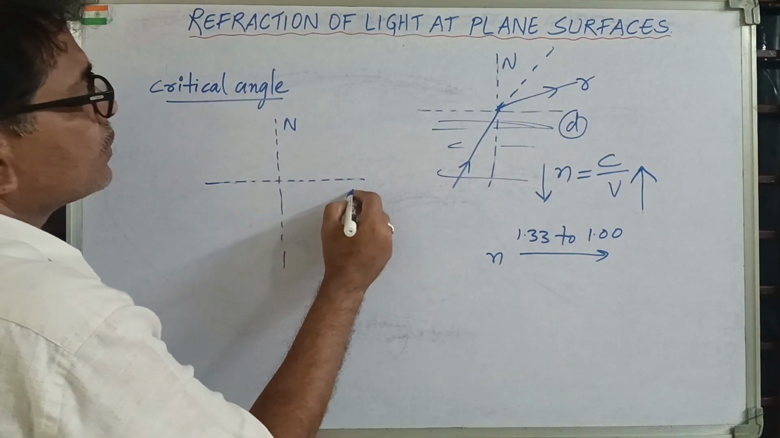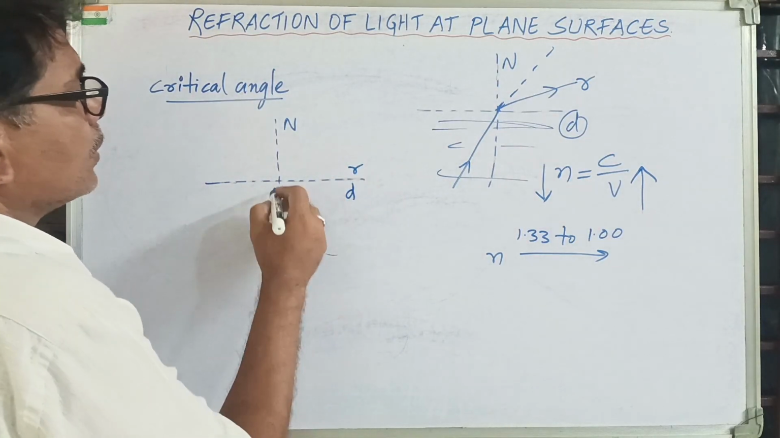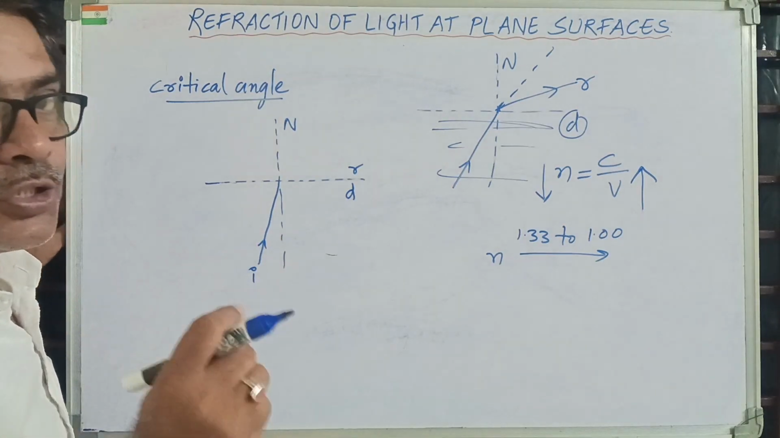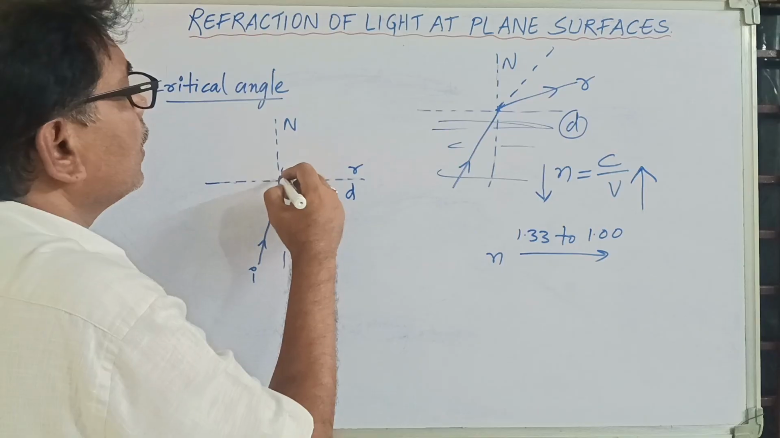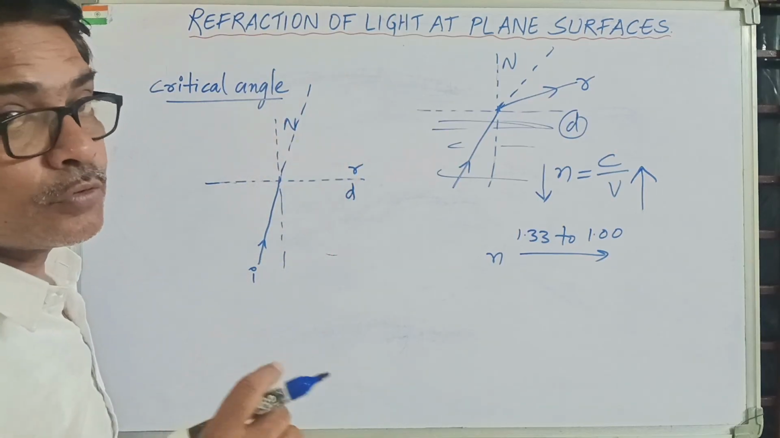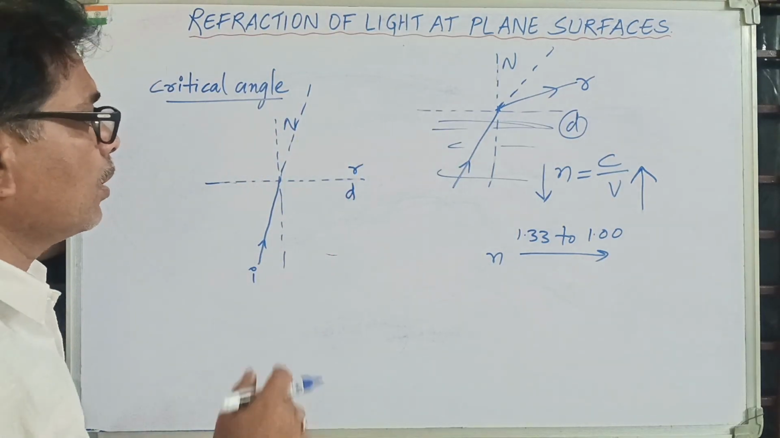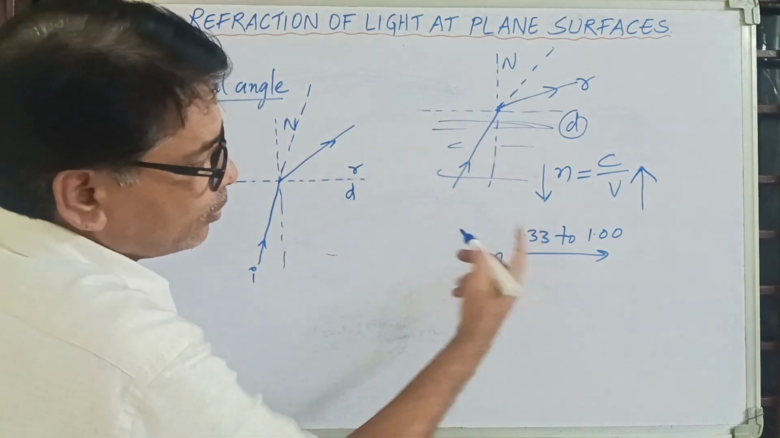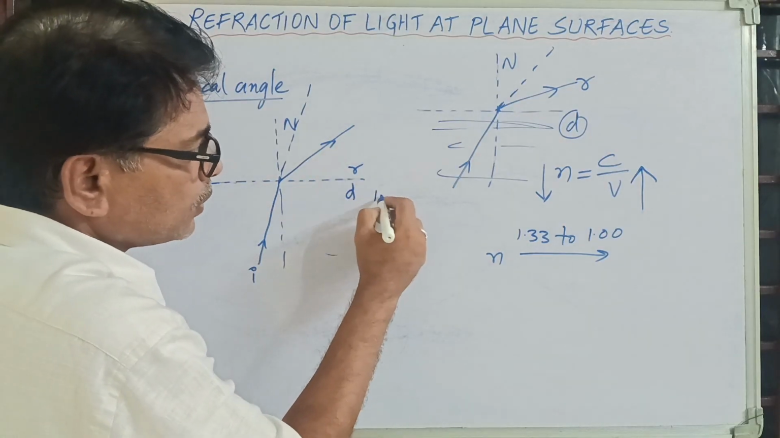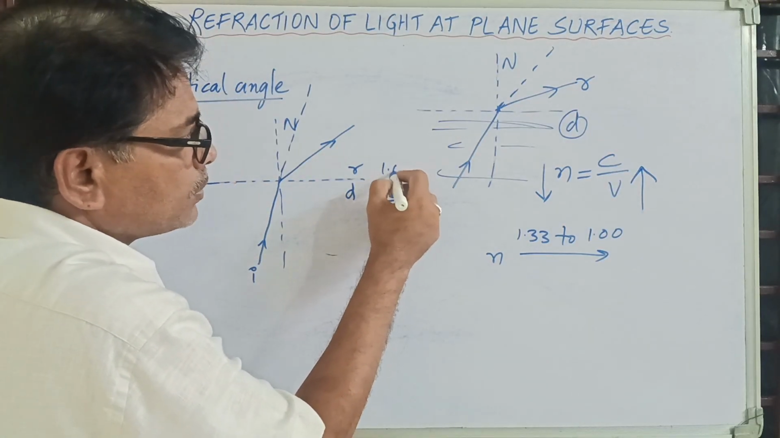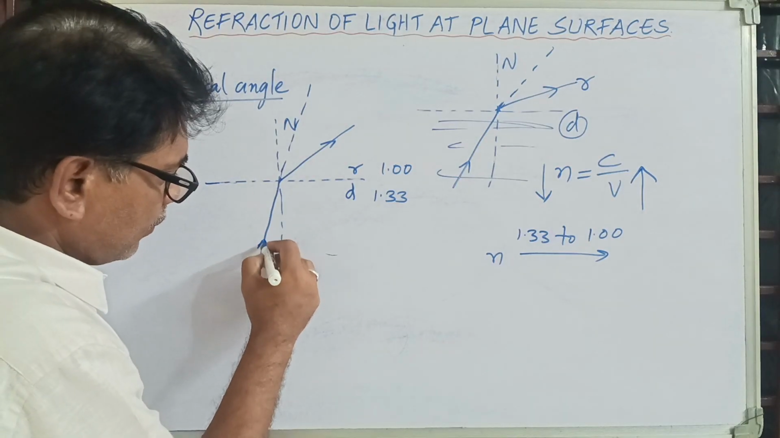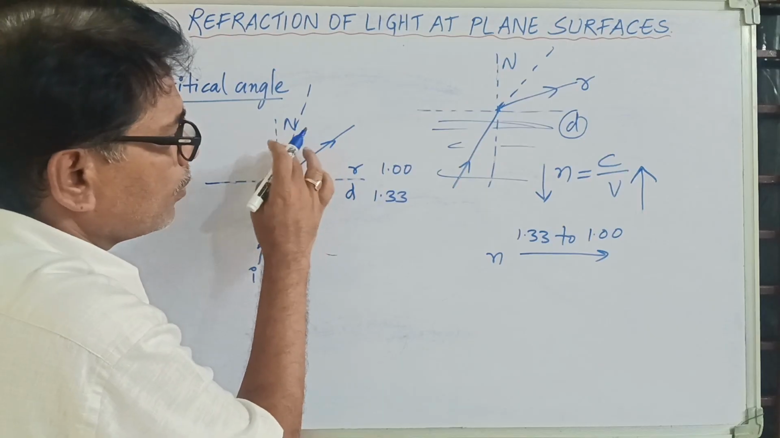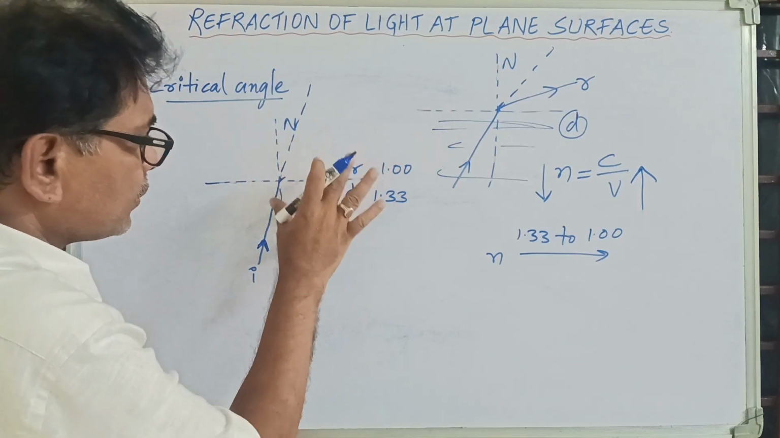So now this is denser, very clear. This is denser and this is rarer. Same phenomenon. I am sending an incident ray. This ray is supposed to go straight like this, otherwise there is no meaning at all. So what happens? It will move away from the normal. Why? Just now I told you, denser to rarer, almost like 1.33 to 1.00. See, this arrow shows that it is traveling from 1.33 to 1.00, the less one. So it is moving away from the normal.